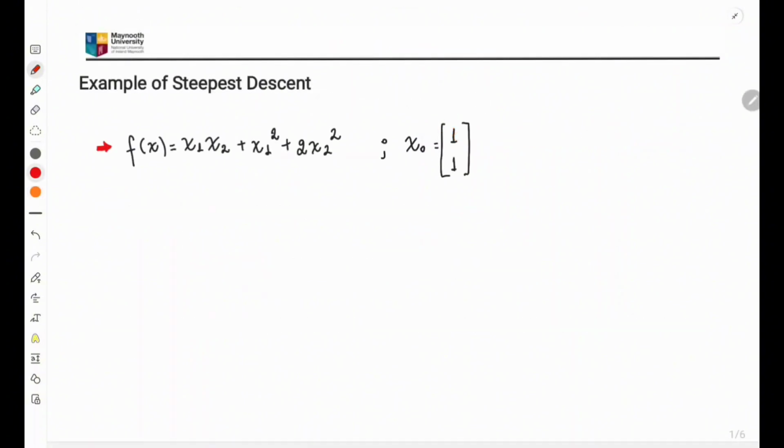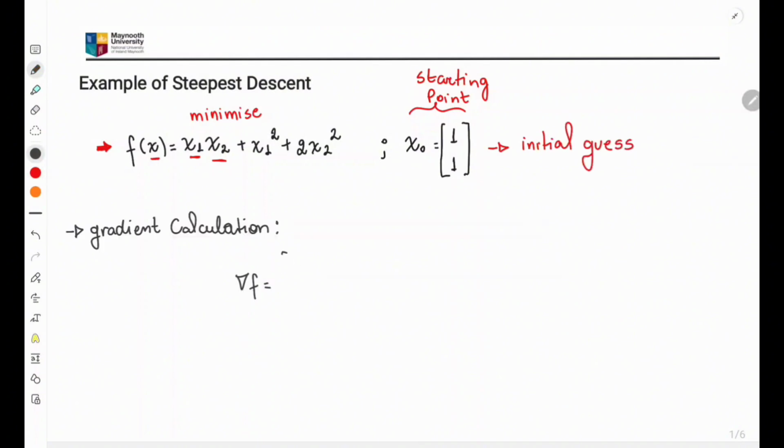Okay, let's see this first example. We want to minimize this function f(x), where x is our vector and we have two variables, x1 and x2, and also our starting point, x0, that is (1, 1), and this starting point is like an initial guess.